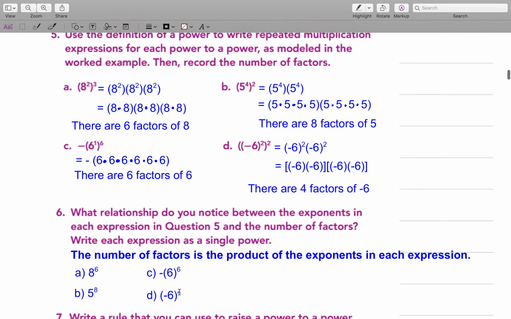So we get the exponent by multiplying these two powers. When the powers are being raised to another power, we multiply the exponents. So 2 times 3 was 6, that's why it's 8 to the 6th power. So we keep the same base. Same thing for this, keep the same base, 5, and multiply 4 times 2, which is 8. So we've got 5 to the 8th power.